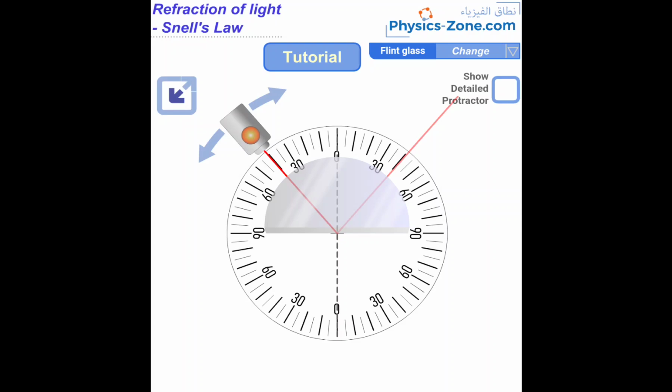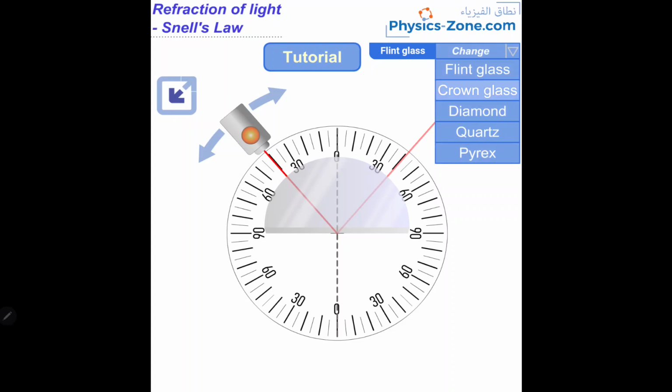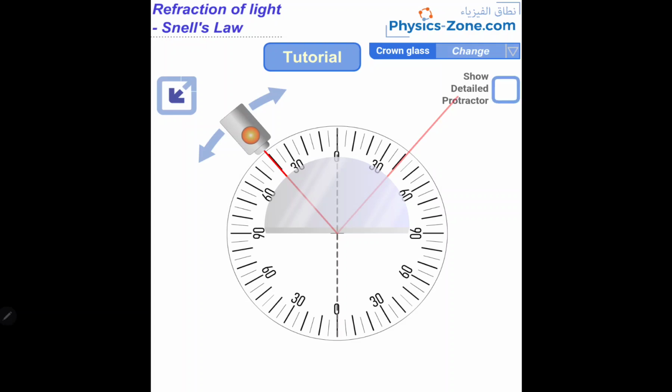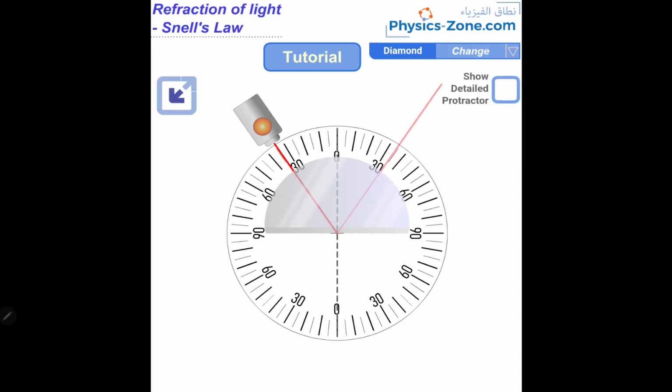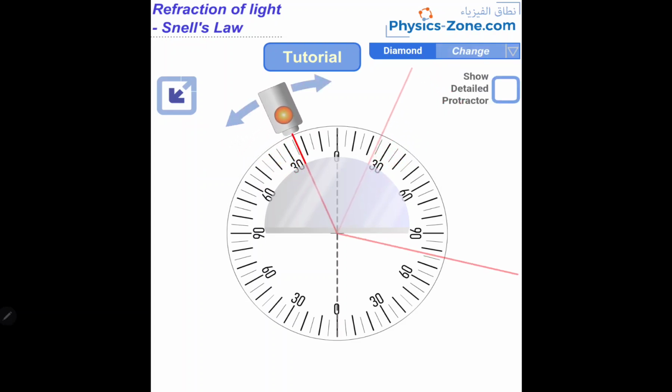So for flint glass, you cannot even increase the angle over 40 degree to observe refraction. Let's change the material. Let's say crown glass. It's kind of the same for it. Let's say quartz. For quartz we can increase even a bit more. And for diamond it is even less. It's very less, right? Like 25 degrees or something.